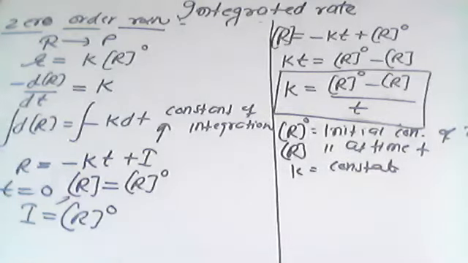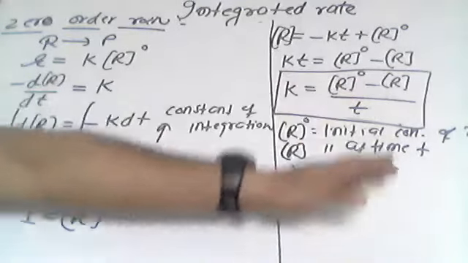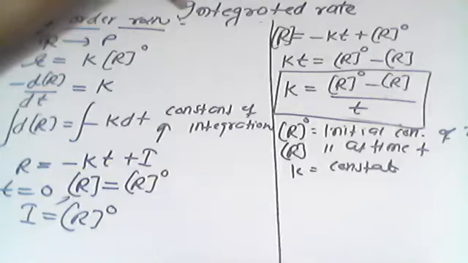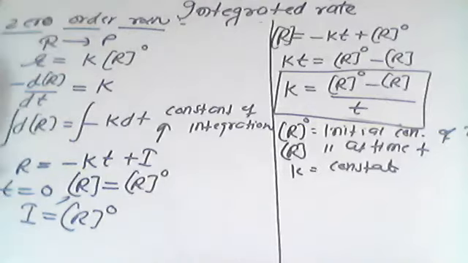K is equal to R naught minus R by T. This relation you must be knowing. So what we are doing, we are trying to derive the integrated rate law equation. In integrated rate law equation, we have two cases: the zero order reaction and the first order reaction. First, we are going to do the zero order reaction.